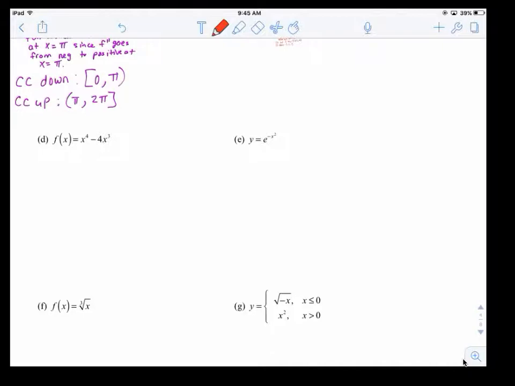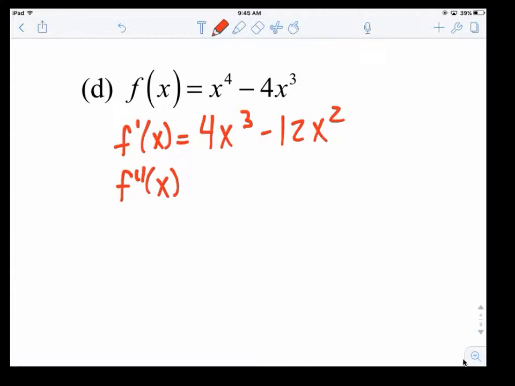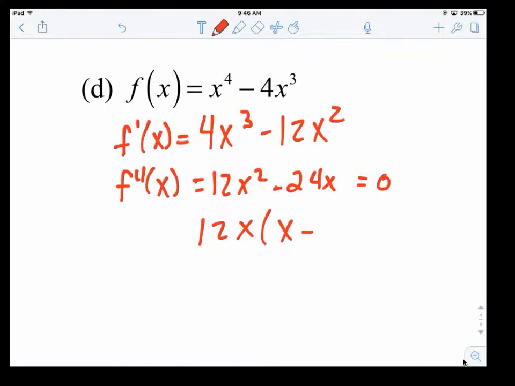All right, what do we do for D, for time purposes? All right, we have a polynomial, correct? So continuous everywhere. So we have 4x cubed minus 12x squared. Then you'd have to do product rule. So then you have 12x squared minus 24x. Where does that equal 0? Now you can take out a 12x, and you're left with x minus 2. So x would be 0 and positive 2.